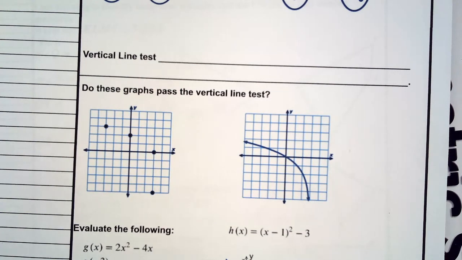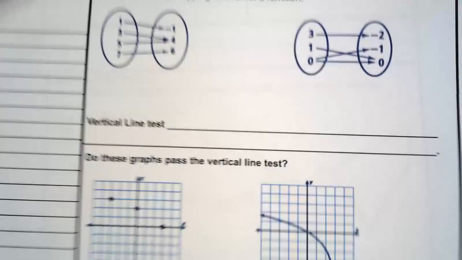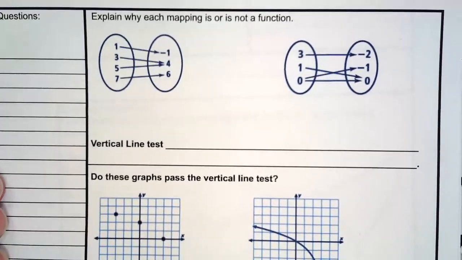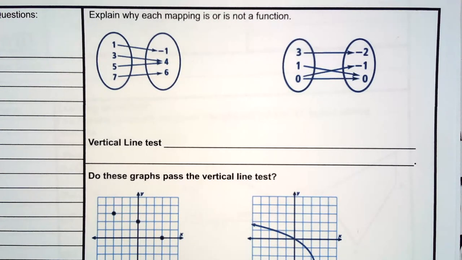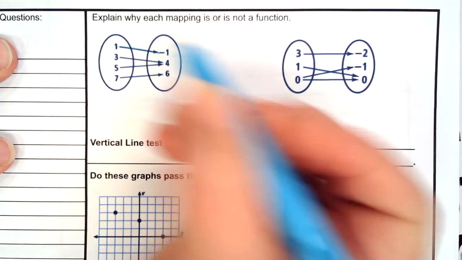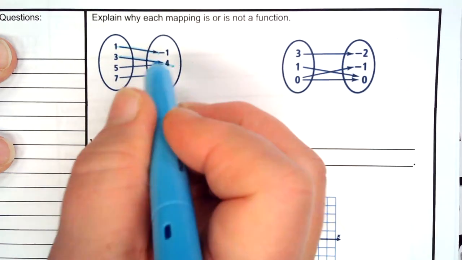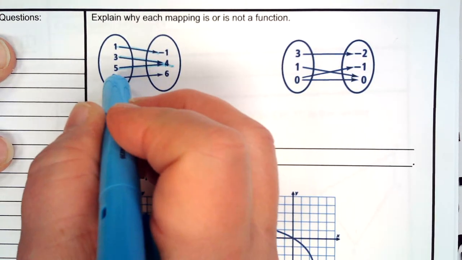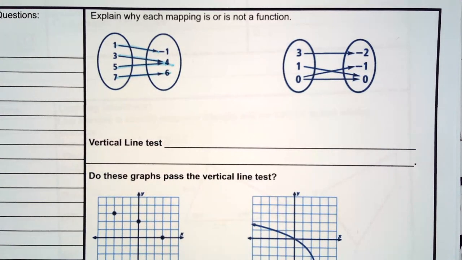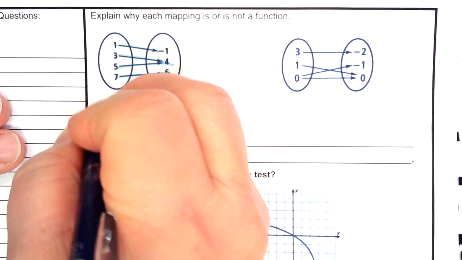Okay, let's look at some mappings now. If you're looking at the mappings, you're going to look at those arrows that map them. So 1 is mapped to -1, 3 is mapped to 4, 5 is mapped to 4, 7 is mapped to 6. Are any of those inputs mapped to more than one output? No. So this one would be a function.